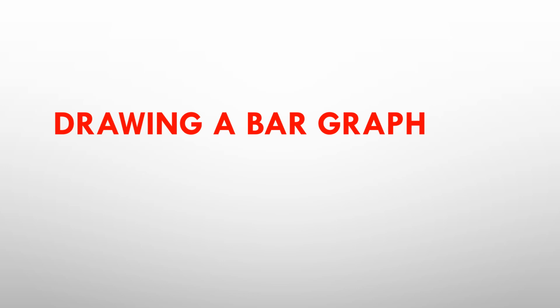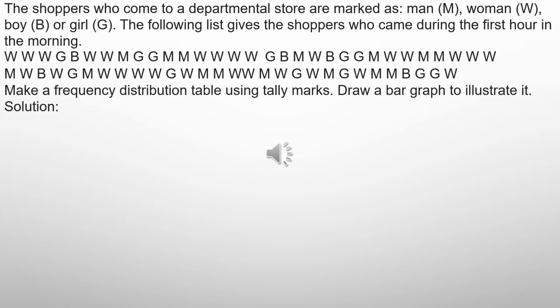Now, let us learn how to draw a bar graph. The shoppers who came to a departmental store are marked as man, woman, boy or girl. The following list gives the shoppers who came during the first hour in the morning. The list has been given. You have to make a frequency distribution table using the data and also make a bar graph to illustrate it.